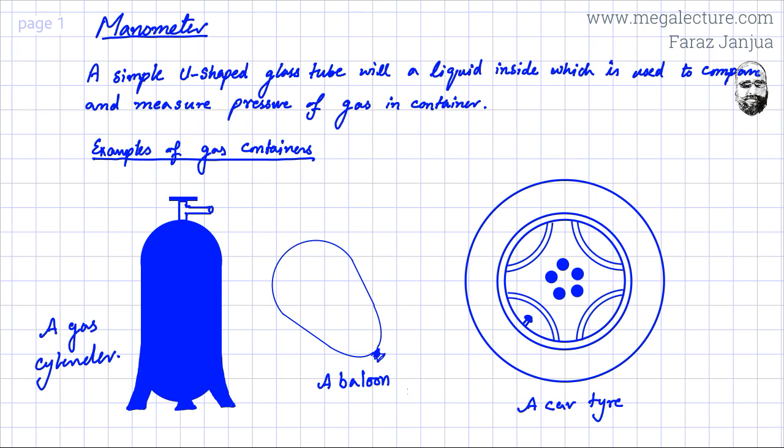What device can we use to measure these pressures? This is where the manometer comes in. It is a simple U-shaped glass tube which is filled with a liquid. That liquid has two surfaces, one in one part of the manometer and the other in the other part. It is better if I draw a diagram for you guys so you can actually see how it looks.